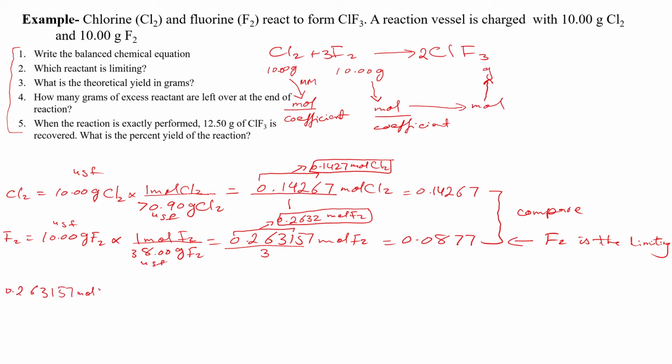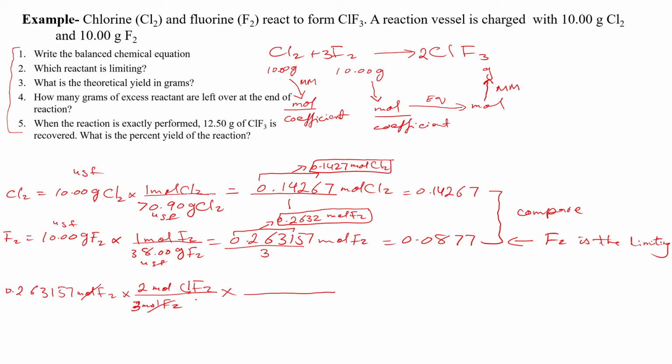0.2632 moles of F2. We need to do a mole to mole conversion, which is from the equation. So we have 3 moles of fluorine and 2 moles of chlorine trifluoride. So I'm going to write 3 moles of fluorine and 2 moles of chlorine trifluoride. So this will cancel here. Now we have moles of chlorine trifluoride.